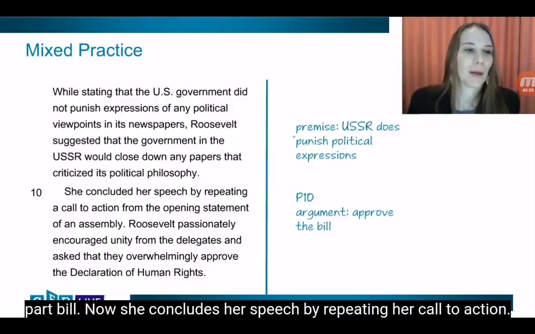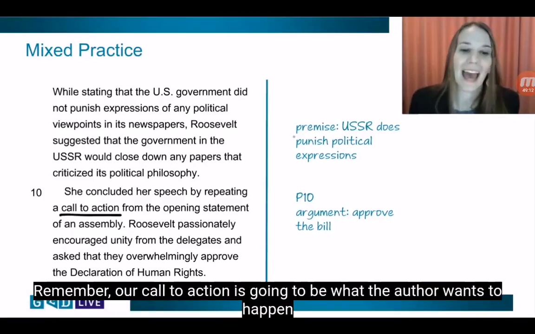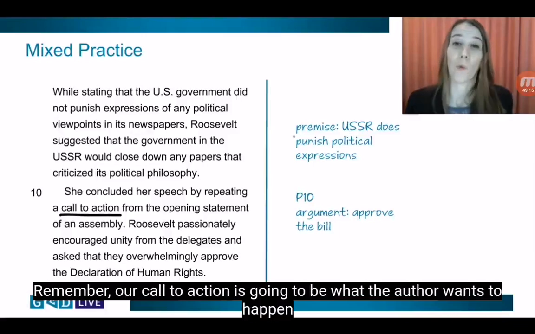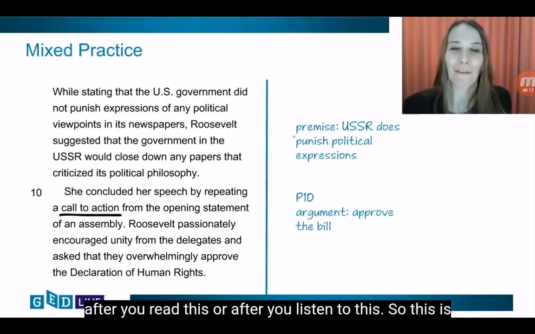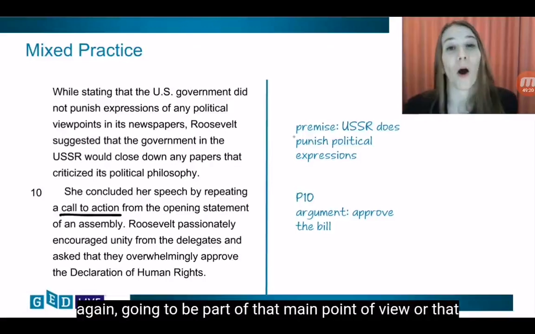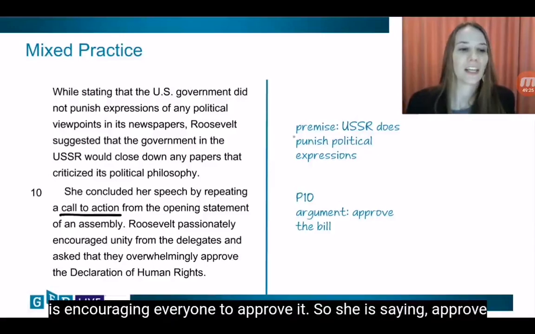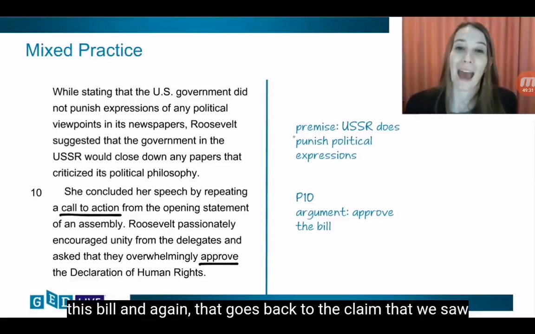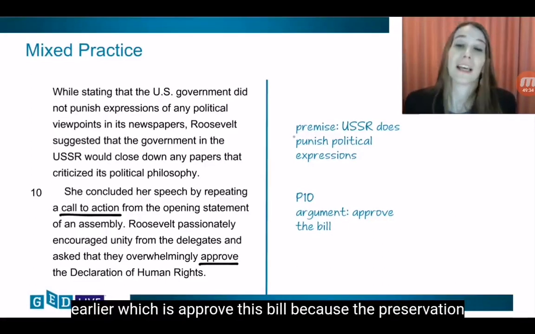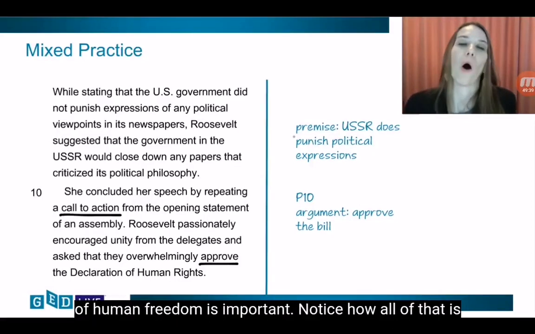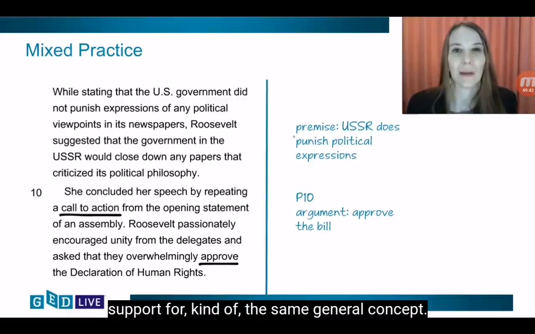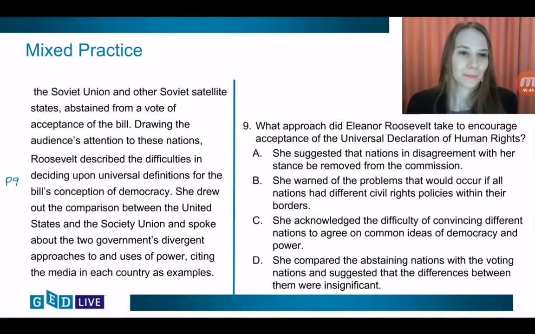Now, she concludes her speech by repeating her call to action. Remember, a call to action is what the author wants to happen after you read this or after you listen to this. So this is, again, going to be part of that main point of view or that main conclusion. So this call to action is encouraging everyone to approve it. So she's saying, approve this bill. And again, that goes back to the claim that we saw earlier, which is approve this bill because the preservation of human freedom is important. Notice how all of that is support for the same general concept. All right, let's look at some questions now that are just about passage 2.